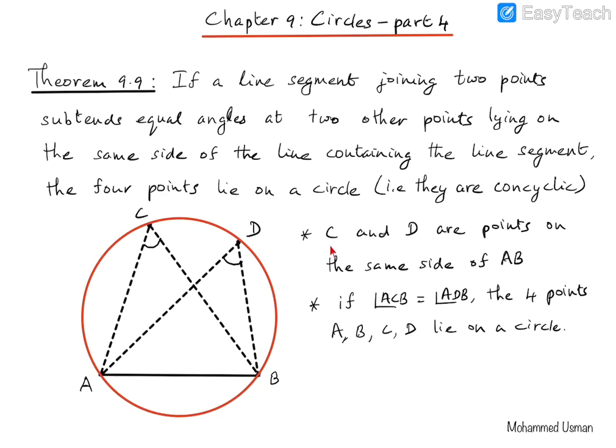So we see here C and D are two points on the same side of the line segment AB, and as per the theorem, if angle ACB is equal to angle ADB, that is this angle equal to this angle, then the 4 points A, B, C and D all lie on a circle, which is what we have seen here. If the two angles ACB and ADB are not equal, then all the 4 points will not lie on the circle. When they lie on the circle, we call them concyclic points.